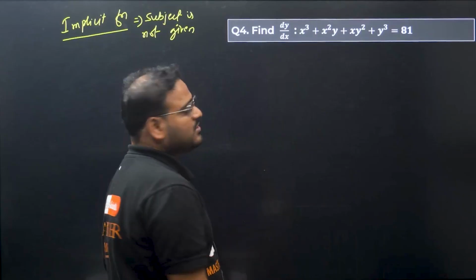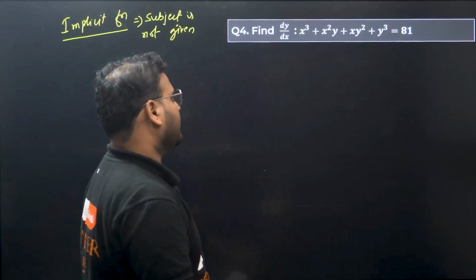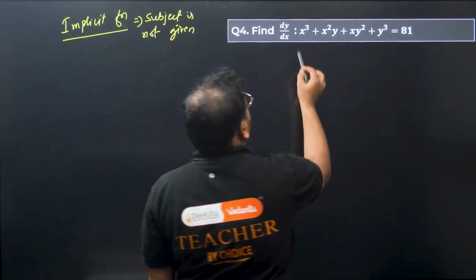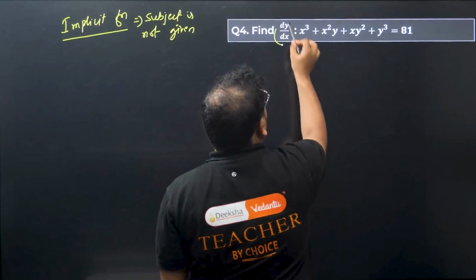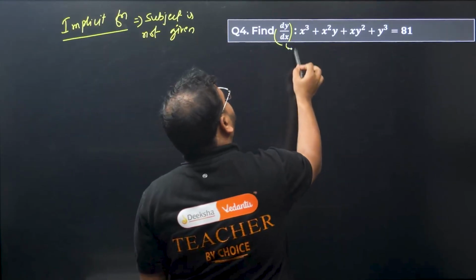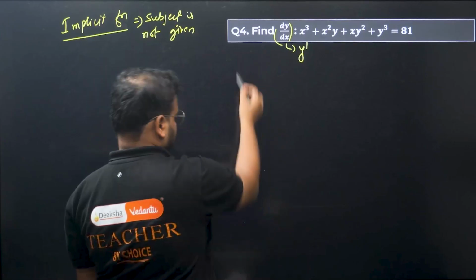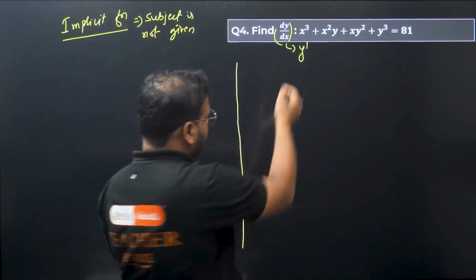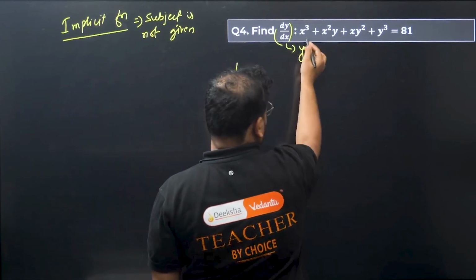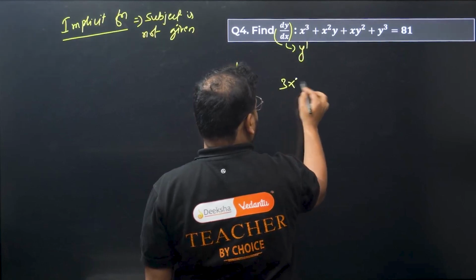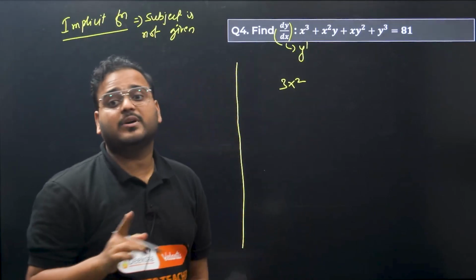There is a process for this. You have to use the chain rule and the product rule as well. Have a look. Start differentiating from here. You're looking for dy by dx, which is simply y dash. Let's continue from here. Differentiate this. You have x cube, and its derivative is 3x square.